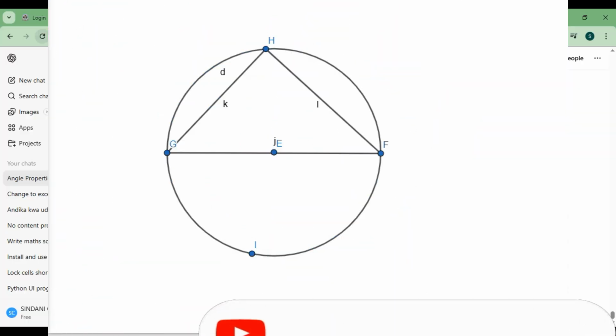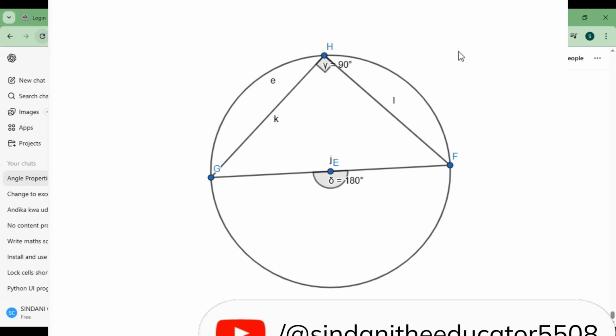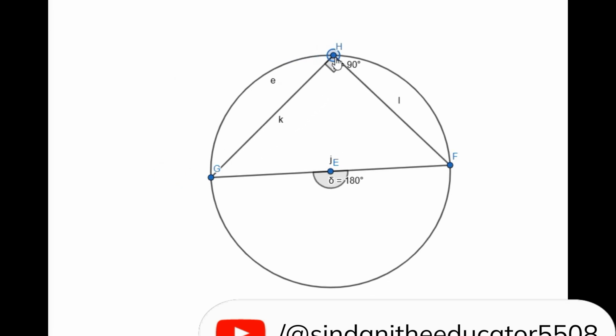When a diameter of a circle subtends an angle at the circumference, that angle is always a right angle. This property is known as the angle in a semicircle. Whenever you see a diameter in a circle, what type of angle should you expect? You should expect a 90-degree angle.